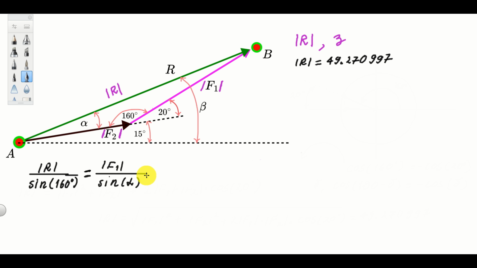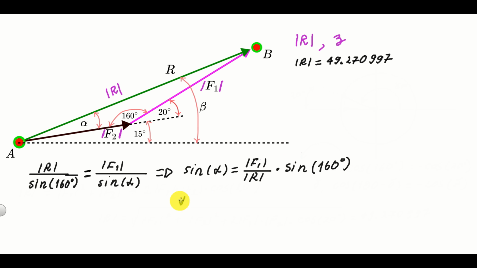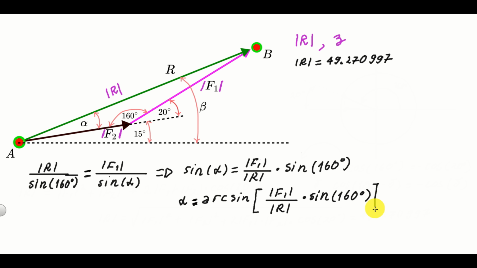Then, from this equation, it follows that sine alpha is equal to the intensity of F1 divided by the intensity of R multiplying the sine of 160 degrees. From this equation, it follows that alpha is the inverse sine function, or the so-called arcsine, of the right-hand side. On the right-hand side, we have the intensity of F1 divided by the intensity of R, multiplying the sine of 160 degrees. And that's it. Let's see how to implement this formula in Python.